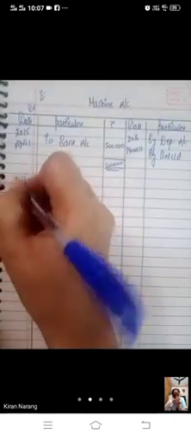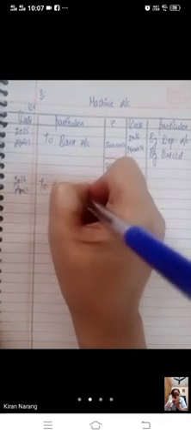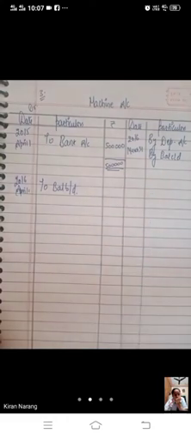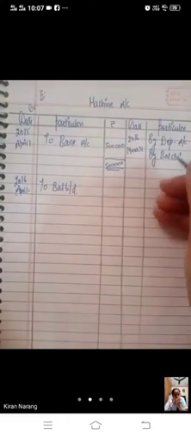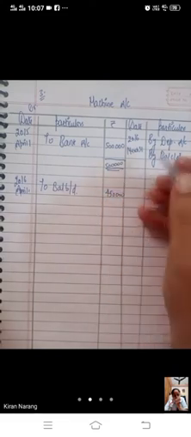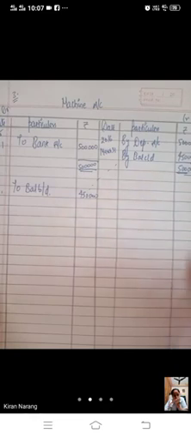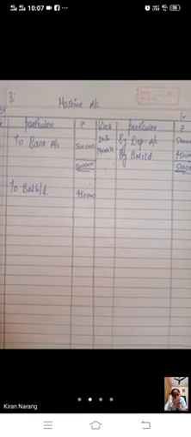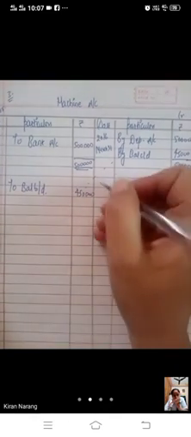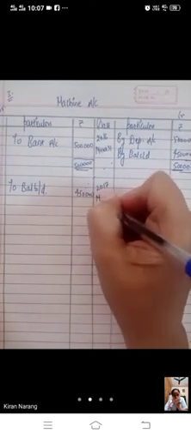2016, April 1. To balance brought down. 4,50,000 will become your balance brought down now. This balance you have to transfer here. Balance carried down of one year will become the balance brought down of next year. So this year we have not done anything. We have not purchased and not sold anything.